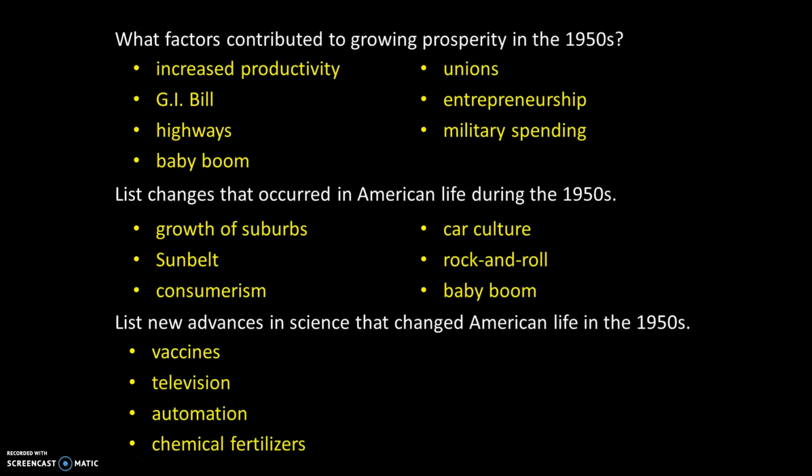Automation at factories, allowing for increased productivity, as well as things like chemical fertilizers, pesticides, herbicides used to increase farm production. But of course, when we get to the new environmental movement of the 1970s, we'll talk about some of the negative impacts of that. But in the 50s, we're also looking at the increased productivity, making food more readily available and less expensive for people.